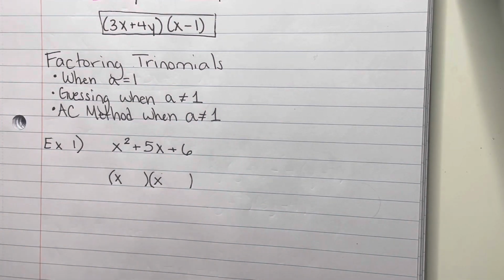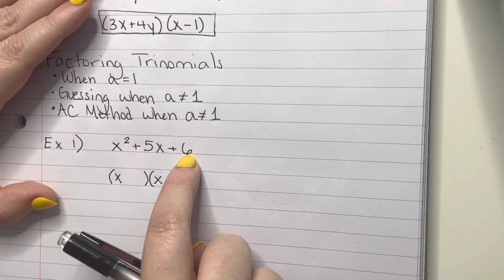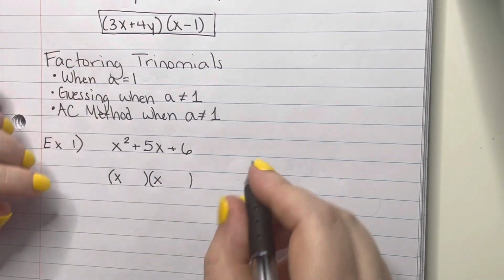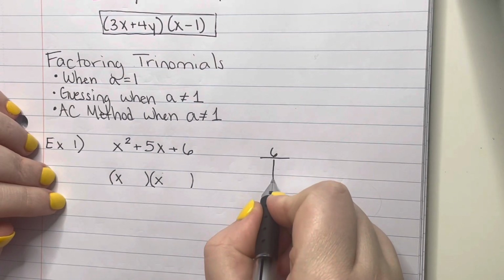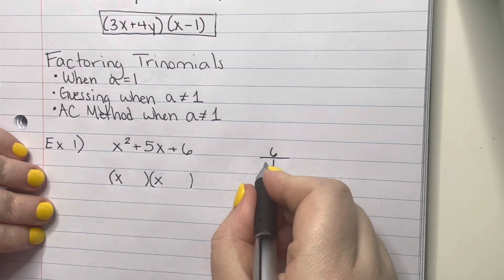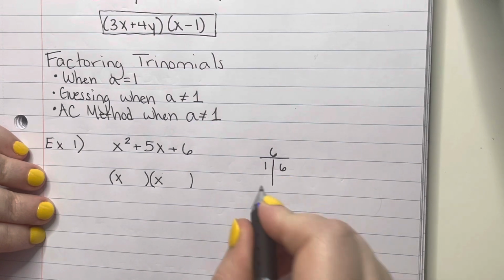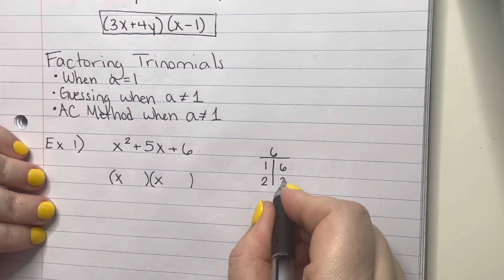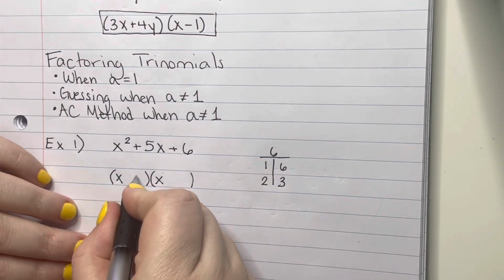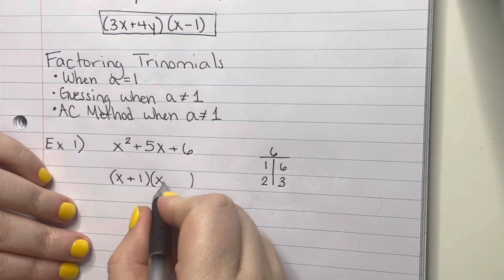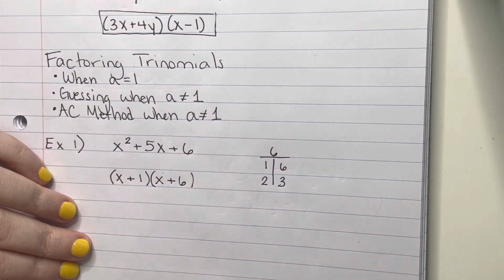On the other end of the trinomial, we have 6. Well, we need to think of two numbers that multiply to be 6. And I can think of two possible answers: 1 and 6, and 2 and 3. So how do we know which of these works? Well, let's try 1 and 6. x plus 1, x plus 6.